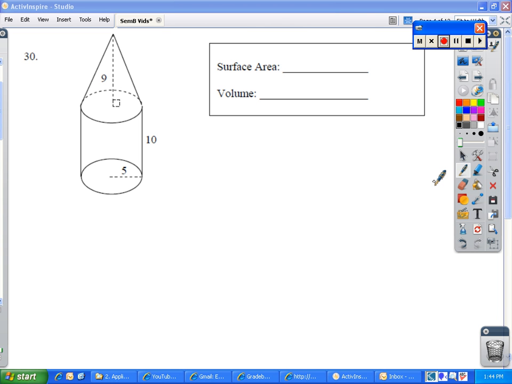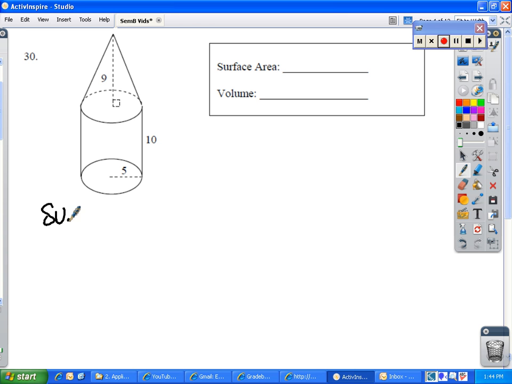All right, problem number 30. In number 30, we're looking to find the surface area and the volume of this composite figure. So for this composite figure, we have a cone and a cylinder. So let's think about, first of all, the surface area, which is the first thing they're asking us.